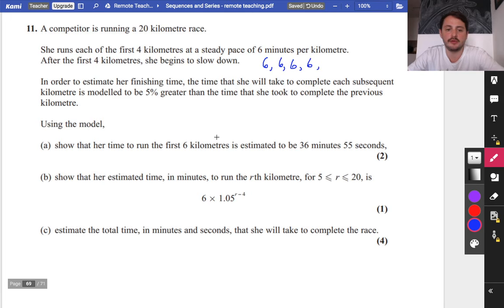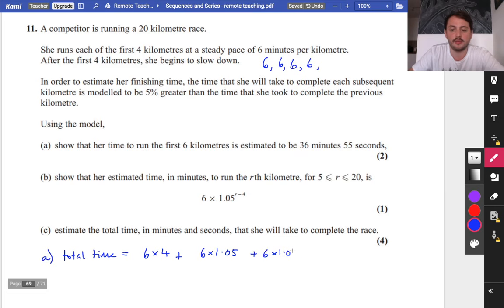So using the model, show that her time to run the first 6 kilometers is estimated to be 36 minutes and 55 seconds. Okay, well, we actually don't even need to do anything with sequences. We could just say that the total time will be 6 multiplied by 4 for those first 4 minutes, plus 6 times 1.05, because that's 5 minutes greater than that one, plus 6 multiplied by 1.05 squared. So this is the first 4 minutes, the 5th minute, and the 6th minute. So that's 6 times 4 plus 6 times 1.05 plus 6 times 1.05 squared.